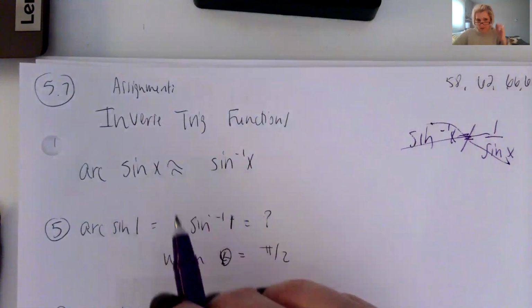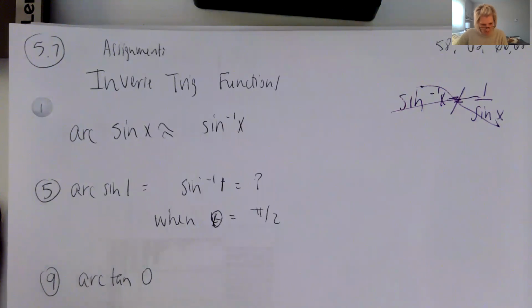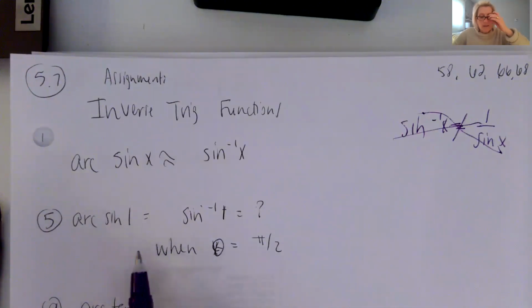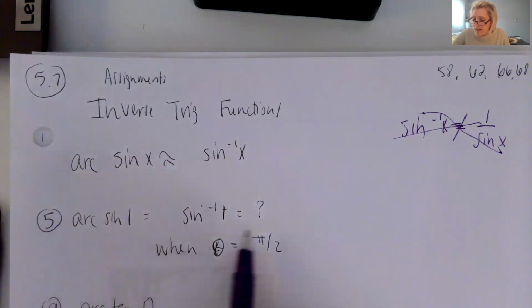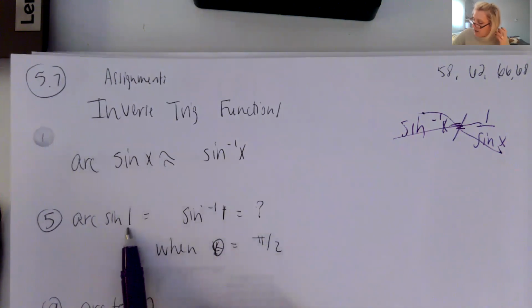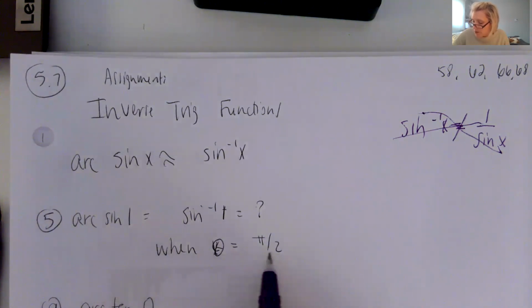Okay. So for instance, number 5 says, find the exact values of the given trig functions without using the calculator. So number 5 says the arc sine of 1. So we are asking ourselves, what angle, what radian angle measure would give us a length of 1? And that is at π/2. So that's what we're doing.